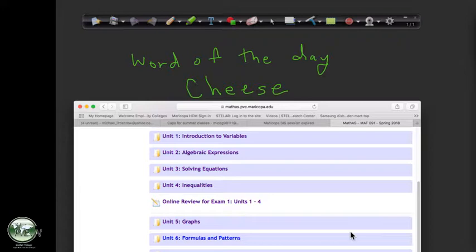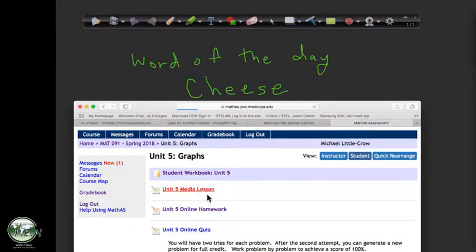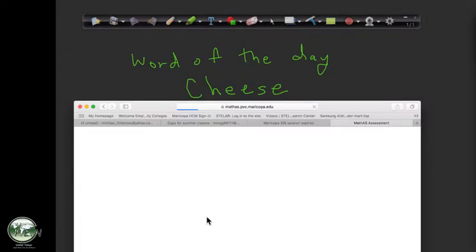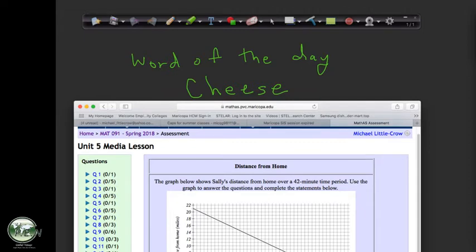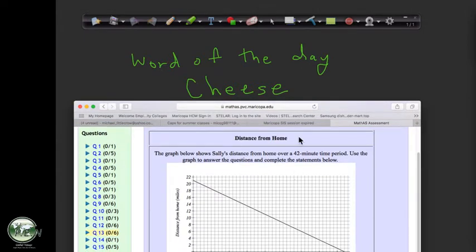You had a question from Unit 5? Lesson 5, number 13. Question 13. Okay, so I'll take a picture of this screen so we've got the word of the day.